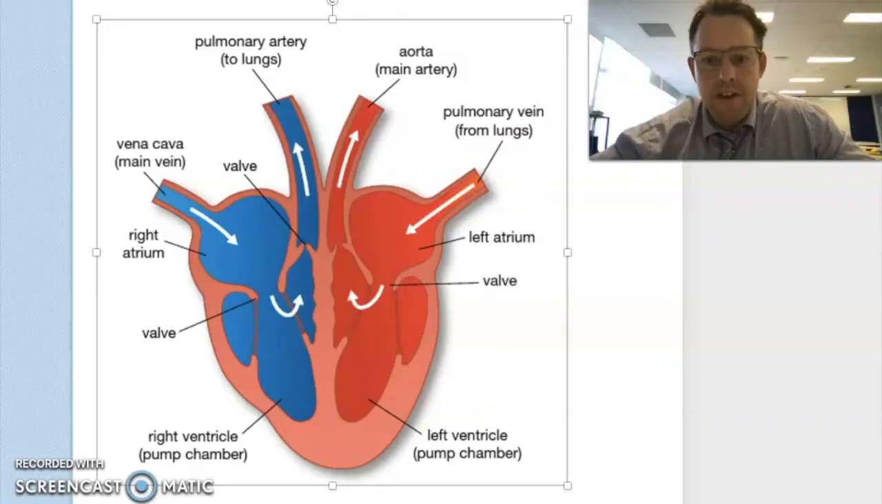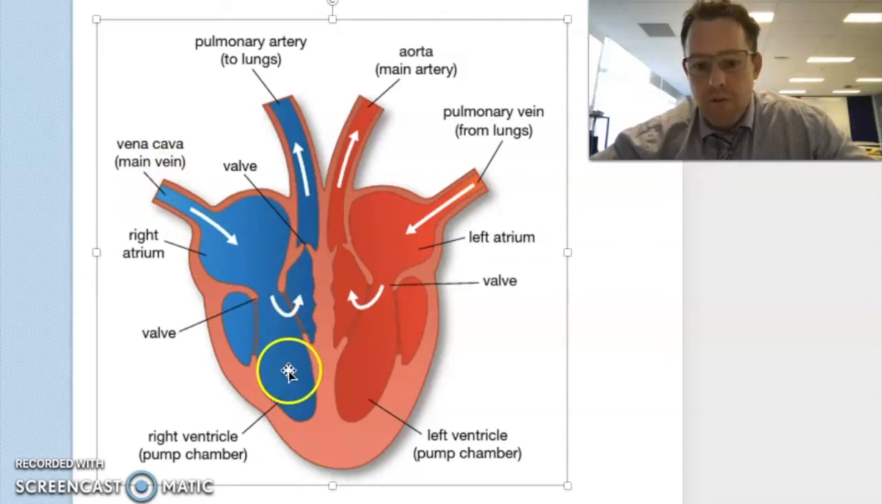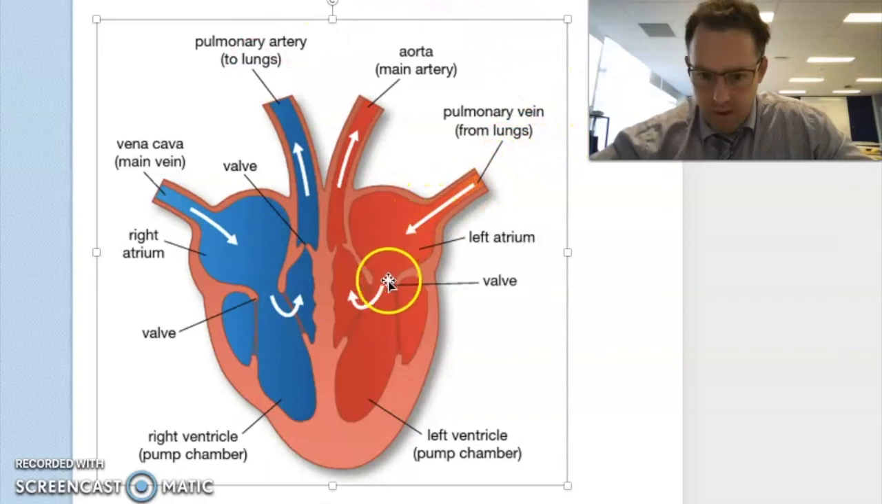All right, so just to give you another example with a different diagram. So blood comes into the right side of the heart through the vena cava, goes into the right atrium, passes through the valve into the right ventricle, out through the pulmonary artery, goes to the lungs. Comes back to the heart from the lungs through the pulmonary vein, goes into the left atrium, into the left ventricle, and then out through the aorta.